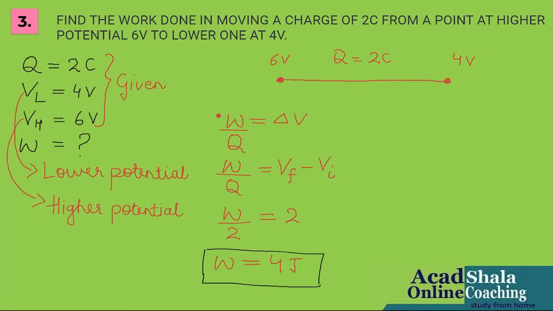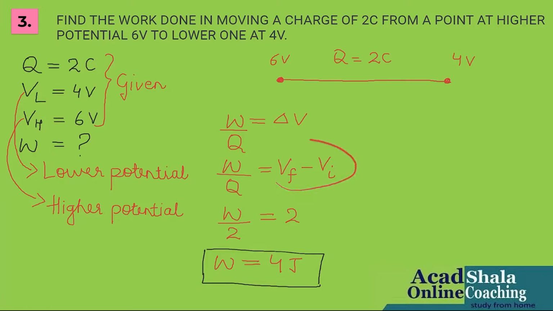Correct. Now I know the formula also, that W upon Q is equal to delta V. What is this delta V? That is the difference between the final and the initial position of the potential. Okay. Now after knowing the formula W upon Q is equal to delta V, I can also write, instead of delta V, VF minus VI, that is final minus initial. So W upon Q is equal to VF minus VI.